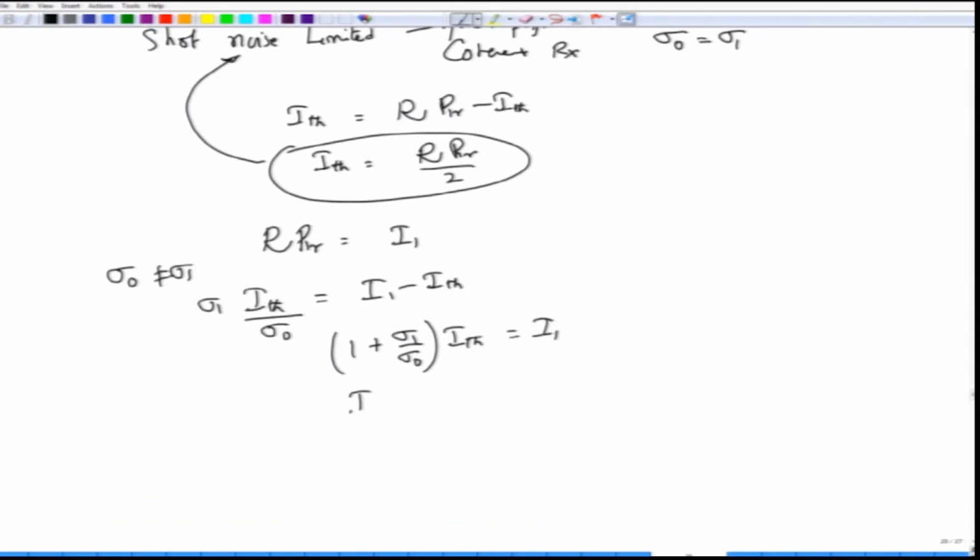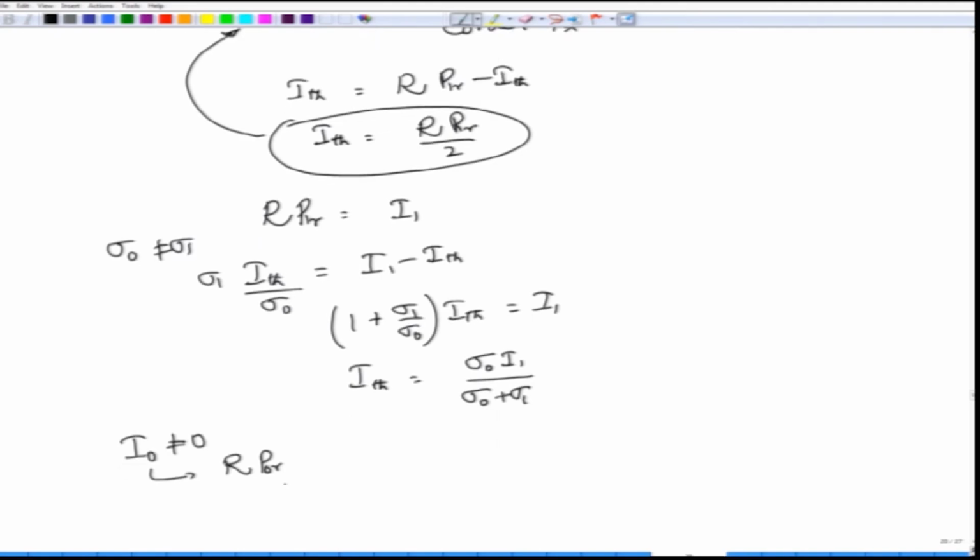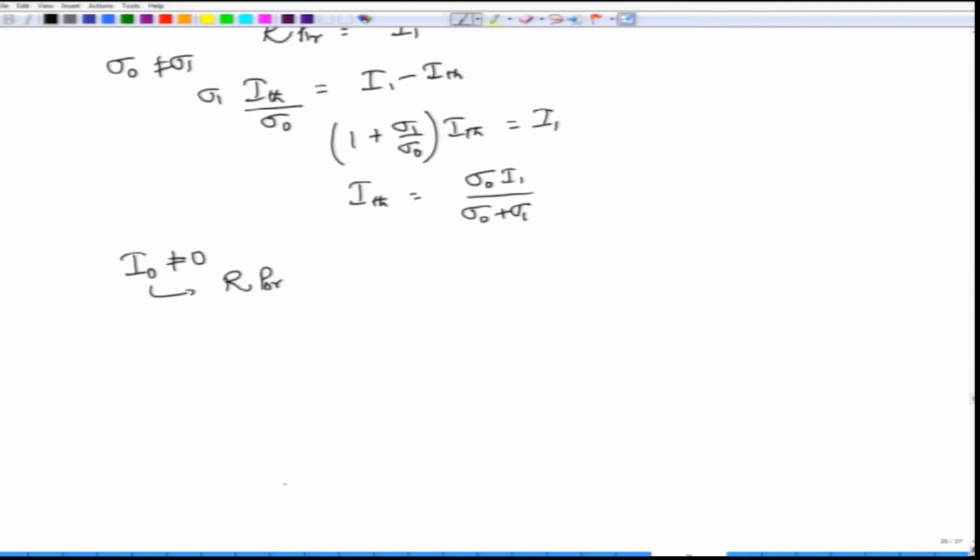Simplifying this relationship, the threshold current, which would be the optimum value, will be given by sigma 0 I1 divided by sigma 0 plus sigma 1. You can further consider the case when I0 is not 0, I0 being the current that you would receive when you have transmitted a bit 0, that is when the laser is supposed to produce 0 power, but in fact it produces a non-zero power because of the problems with the laser itself. Then the signal photocurrent that you receive when the bit is 0 is not exactly 0, and that can also be incorporated.